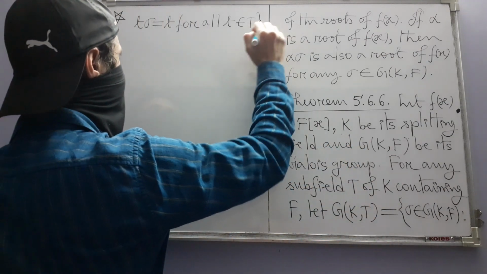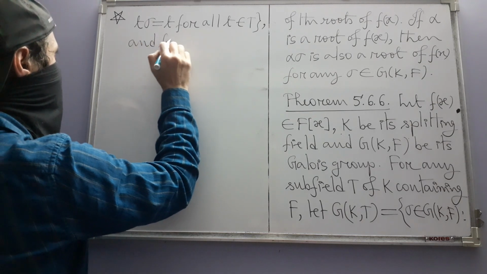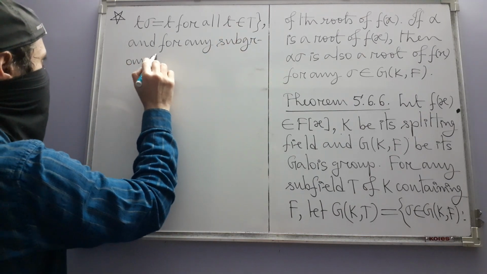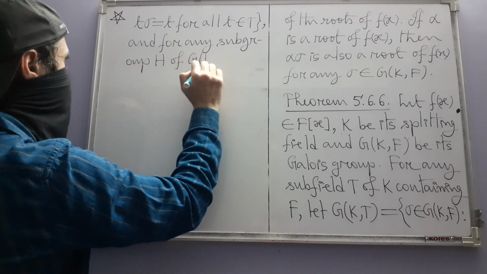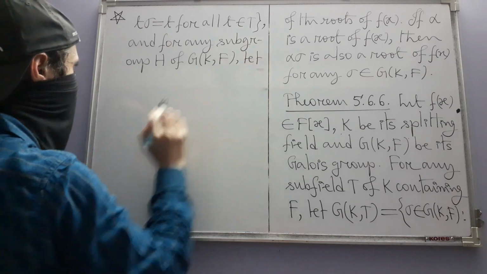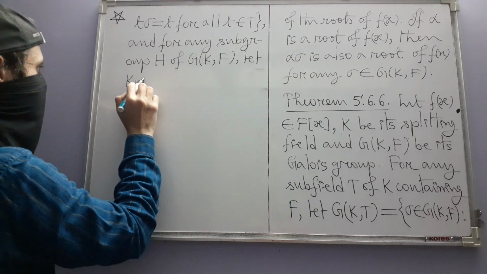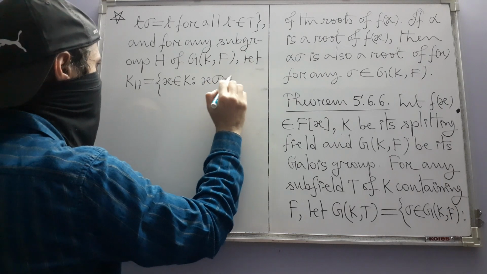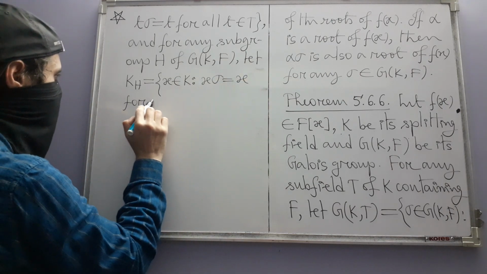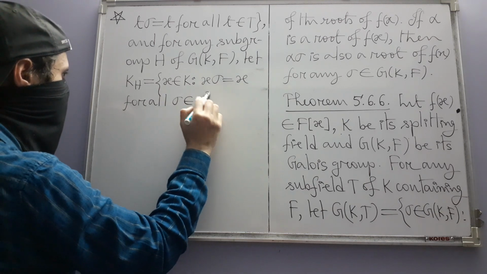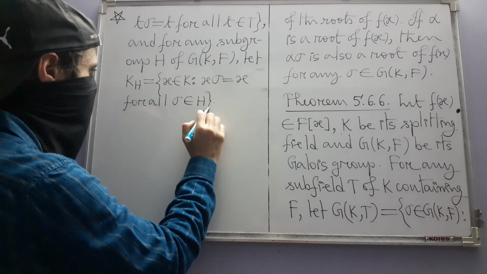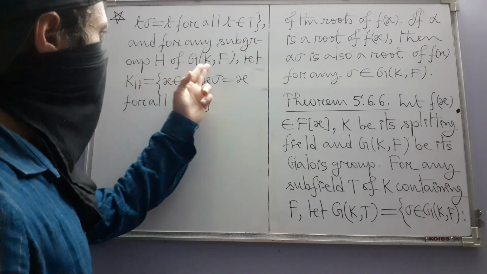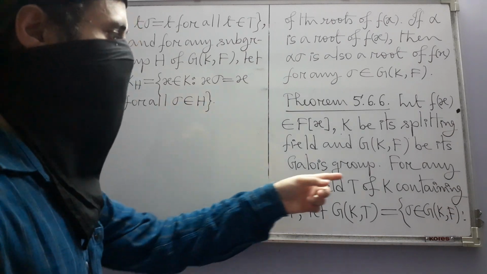Now in the other direction, for any subgroup H of the Galois group, let K_H be the set of those x in K such that x sigma is equal to x for all sigma belonging to H. So that means this is nothing but the fixed field of the group H. In the other direction, a subgroup of the Galois group is giving us a subfield of K containing F.